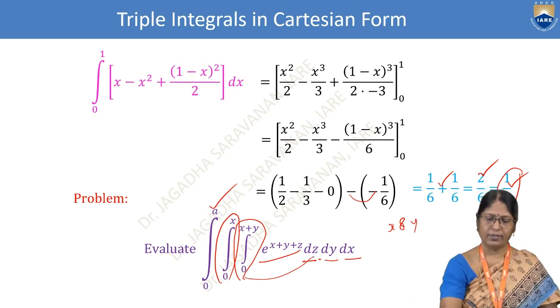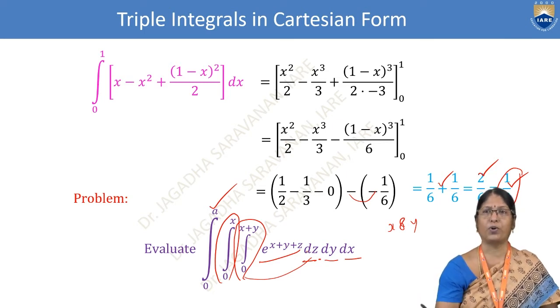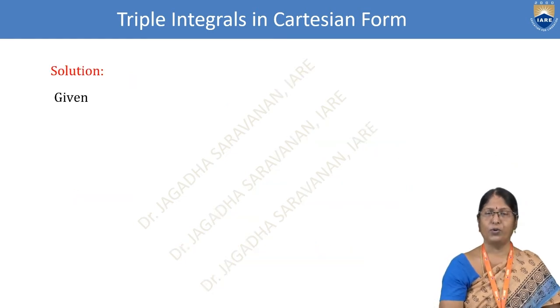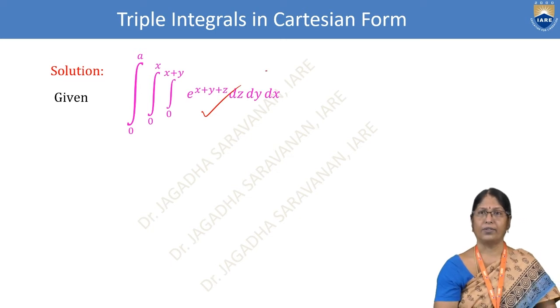Fortunately, the same dz is given, so we do not need to modify it. But in the previous problem, we did the modifications. We made the changes according to the limits. Whereas in this problem, it is not required. The solution is given in the question as it is.